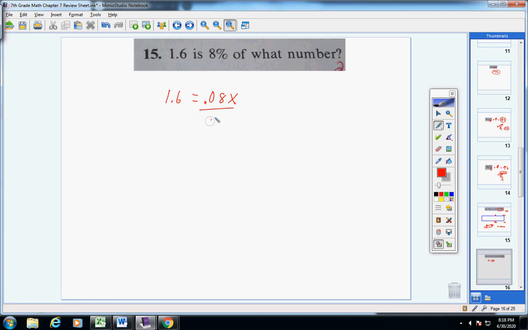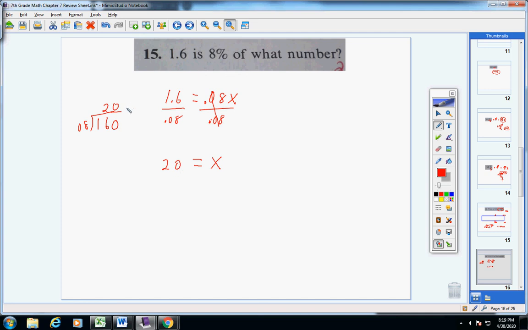Now divide both sides by 0.08. These cancel. And we have 0.08 going into 1.6. Move the decimal 2 places so it's gone. Move this decimal 2 places. And we have 160 divided by 8. So, that's the answer, guys. 20. Okay?